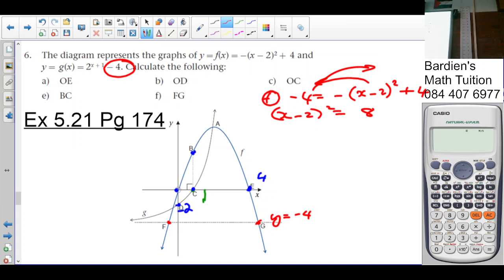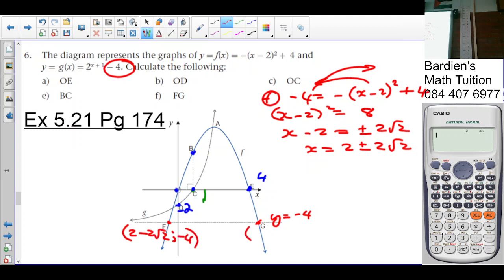Otherwise, you could have multiplied it out, got a quadratic, and used the quadratic formula as well. That would have been fine too. So applying the square root, x minus 2 is equal to plus minus 2 root 2. Take the 2 over, so x is equal to 2 plus minus 2 root 2. Which one is going to be F? F is going to be 2 minus 2 root 2 and minus 4. And G, of course, is going to be 2 plus 2 root 2 and minus 4.